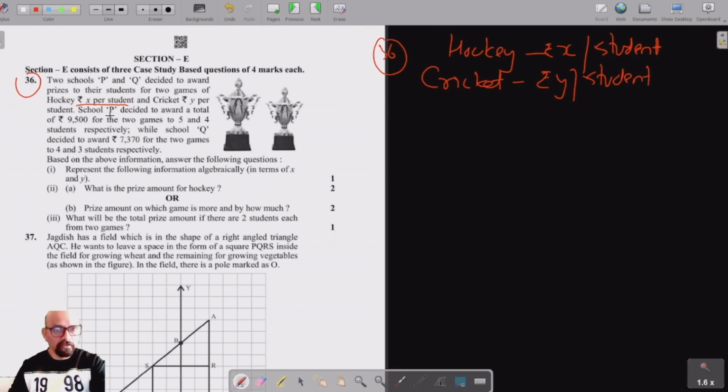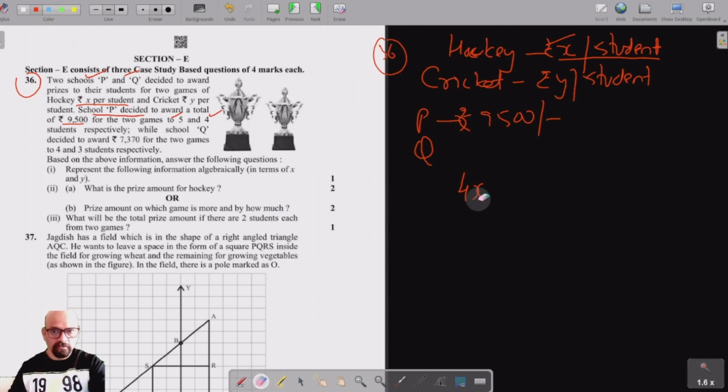Now there are two schools P and Q. Now school P decided to award a total of rupees 9,500. So P is going to give a total cash prize of rupees 9,500, and Q for the two games for 5 and 4 students. So the prize money remains same for both the schools. So for these 5 students respectively, the first one game was hockey and the second one was cricket.